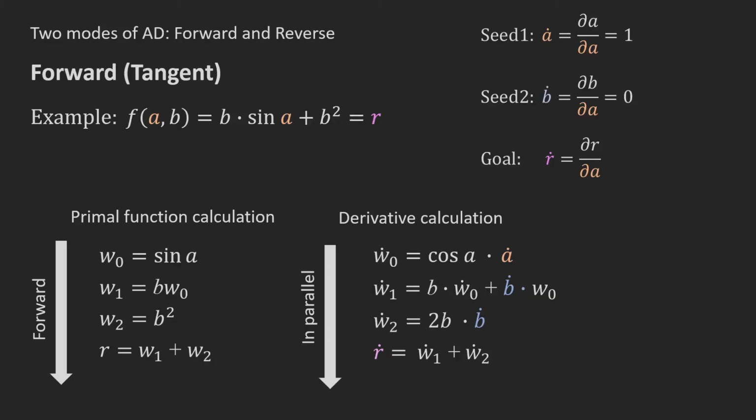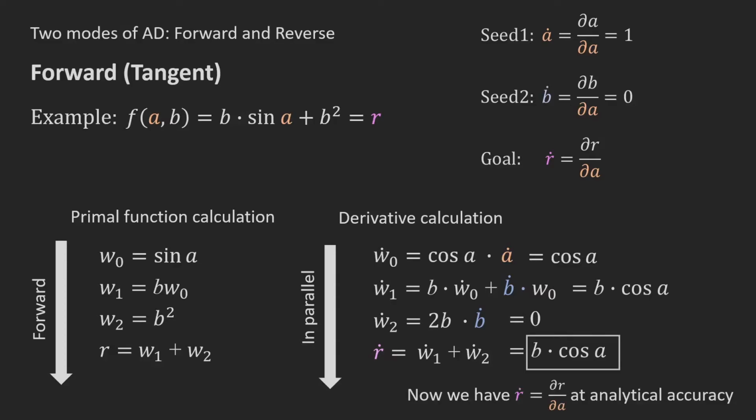So recall the seeding values of A dot and B dot, which is 1 and 0. Now we plug these values back into the formula to get our tangent values. And at the end, we get b times cosine A. As we can see, this is the exact same solution as if we manually derive this derivative. And this is why Autodiff can give us the exact solutions.